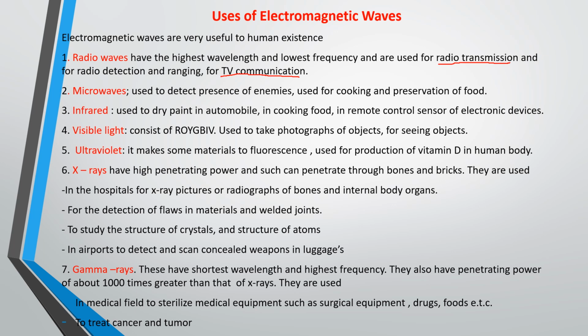The microwaves are used to detect the presence of enemies. In most homes these days, the average home has a microwave cooker. So microwaves are used for cooking and preservation of food and for detection of enemies. Then infrared. Infrared is used to dry paint in automobiles. It is also used for cooking, and it is used for your remote sensor. Your remote controller actually works by infrared radiation.